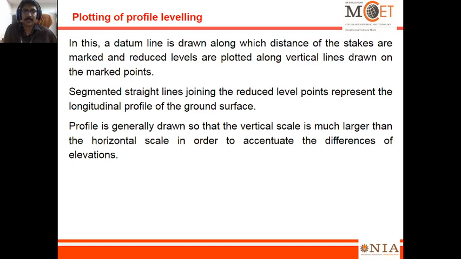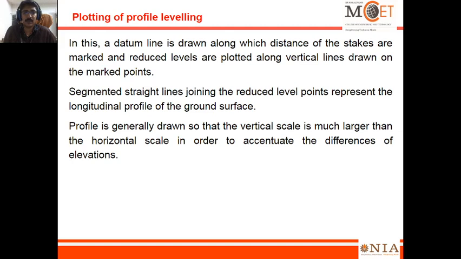In this, a datum line is drawn along the distance from one point to another. For that distance, a common datum line will be drawn, and from that we see how the terrain is. It may cross over the datum or it may be above the datum, no issue. The distances of the stakes are marked and the RLs are plotted along vertical lines drawn at the marked points. Straight line segments joining the RL points represent the longitudinal profile of the ground surface.